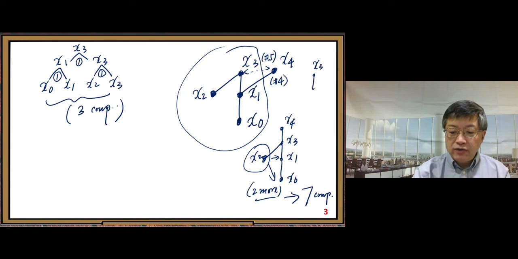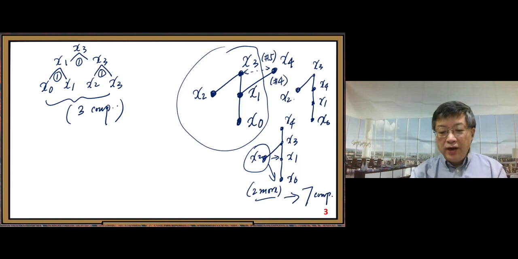x3 greater than x4, greater than x1. So let me put it here: x1 greater than x0. But now x2 is here. In order to insert x2 into the sorted array, we only need to consider these 3, and we compare it in the middle. No matter greater or less, just 1 more is enough. So in this case, we also need 2 more.